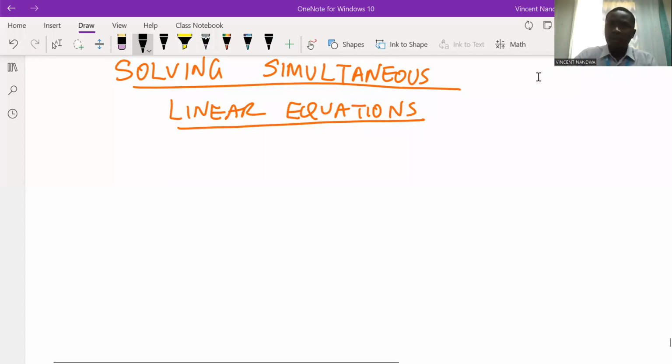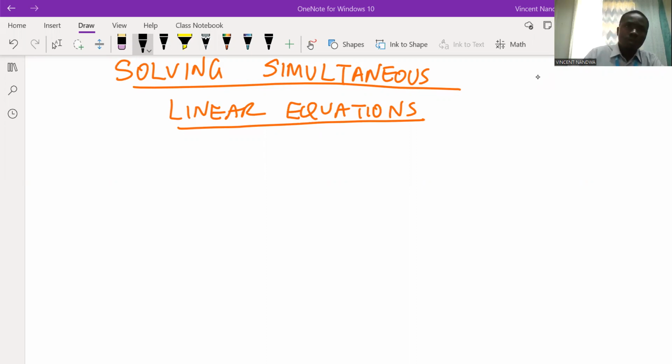Welcome back. In this session, we are going to demonstrate how to solve simultaneous linear equations. We start by stating different methods of solving such type of equations, and then start discussing each of the methods one by one.